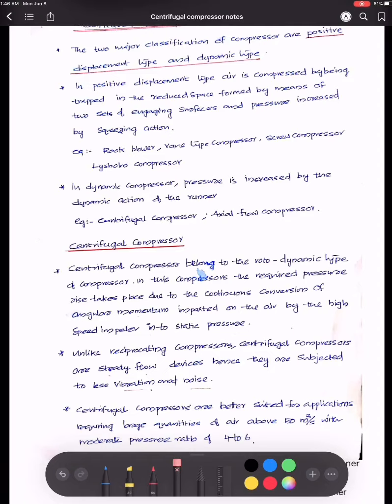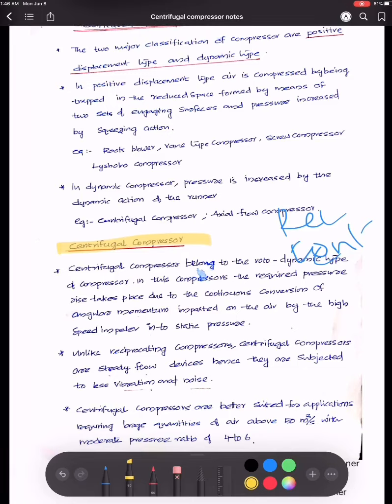Today we'll be discussing centrifugal compressors. As you all know, compressors are classified into two types: reciprocating compressors and centrifugal compressors, based on the way in which they work. We'll be studying centrifugal compressors today. It works on centrifugal action.